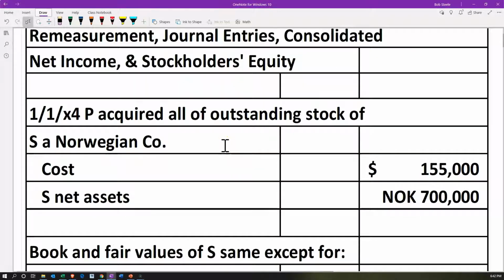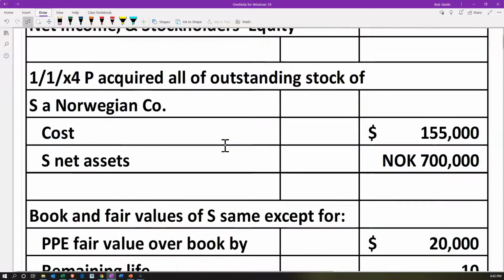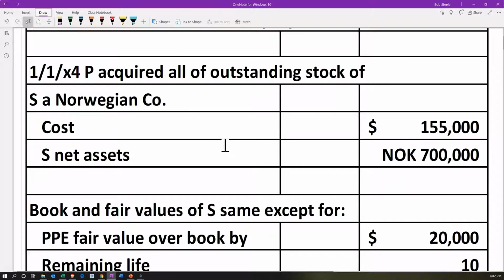Let's get into it. January 1st, 20X4, P, the parent company, acquired all the outstanding stock of S, the subsidiary, which is a Norwegian company. So it's going to have a foreign currency component that we will have to be dealing with. The cost for P to purchase the outstanding common stock was $155,000. That's in dollars. Dollars are represented with a dollar sign, foreign currency with the NOK.